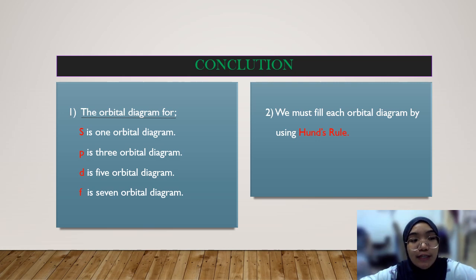Okay, so for the conclusion, we now know how to draw the orbital diagram. First, we must always remember that s always has one orbital, p always has 3 orbitals, d always has 5 orbitals, and lastly, f always has 7 orbitals. The second thing that we must remember is that we must fill each orbital diagram by using Hund's rule. Okay, so good luck and thank you.